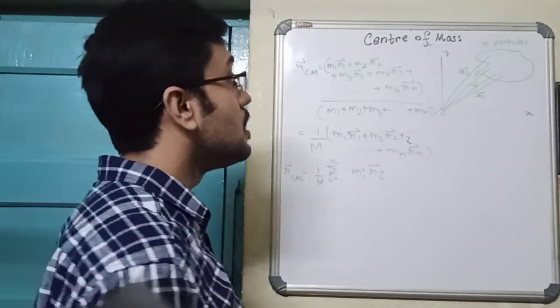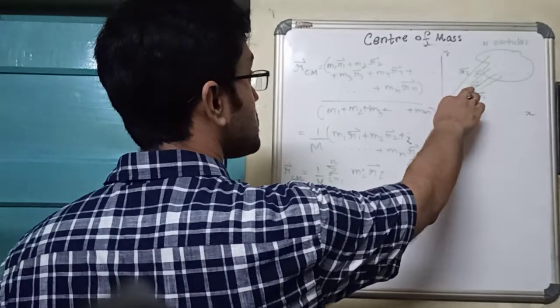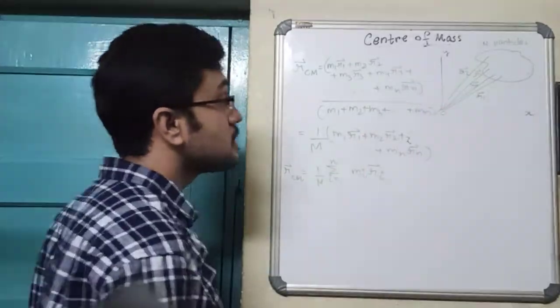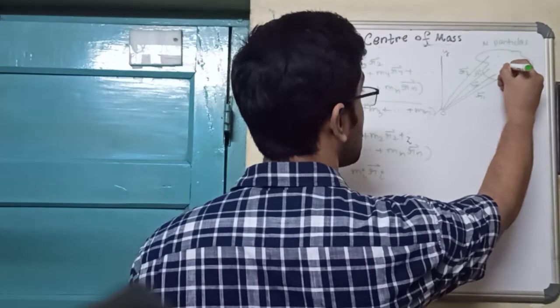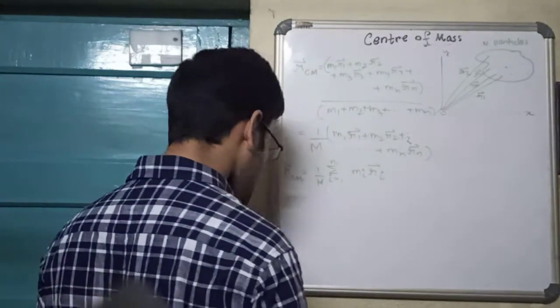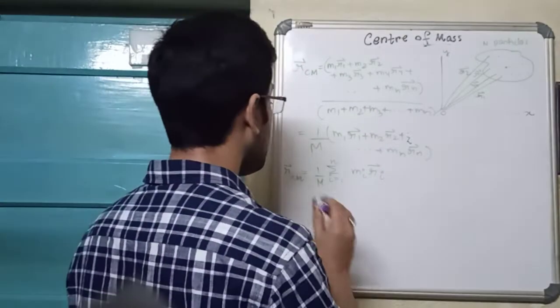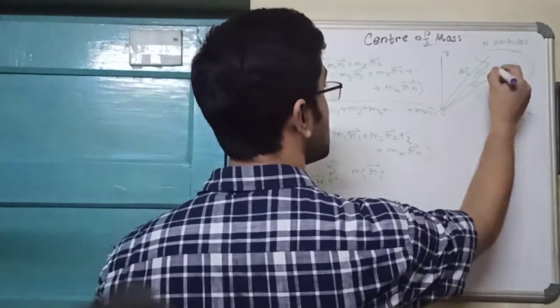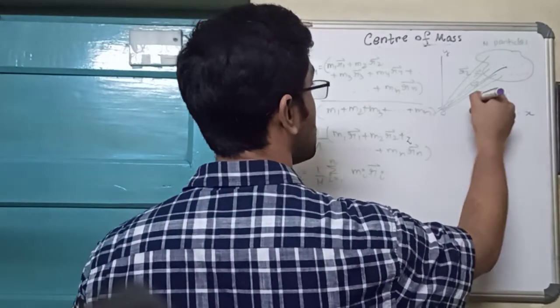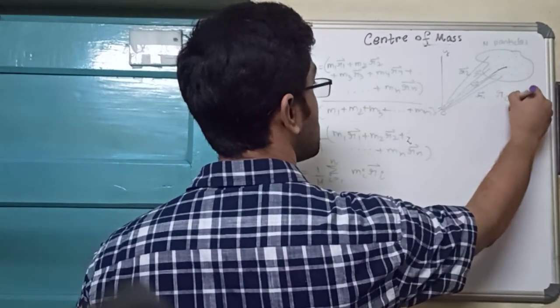and divide it by the total mass to find out where the center of mass is located. I have not represented it in this diagram, but suppose the center of mass is located somewhere here. Then what we found here, the RCM, is basically this position vector with respect to the origin.